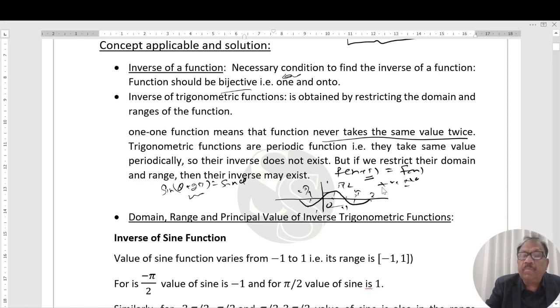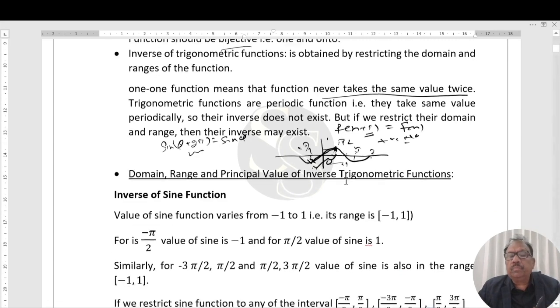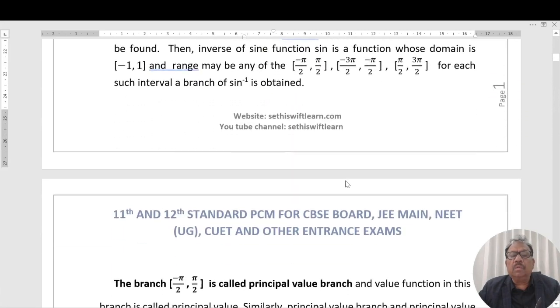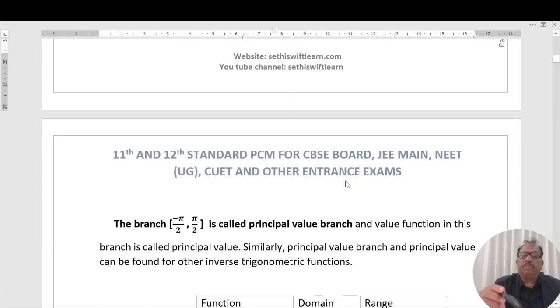To find it, we have to restrict the function. Restricting it means choosing the principal branch. We are going to restrict this function to the range minus pi by 2 to pi by 2. I am discussing all this because this branch, minus pi by 2 to pi by 2 for sine, is called the principal value branch.